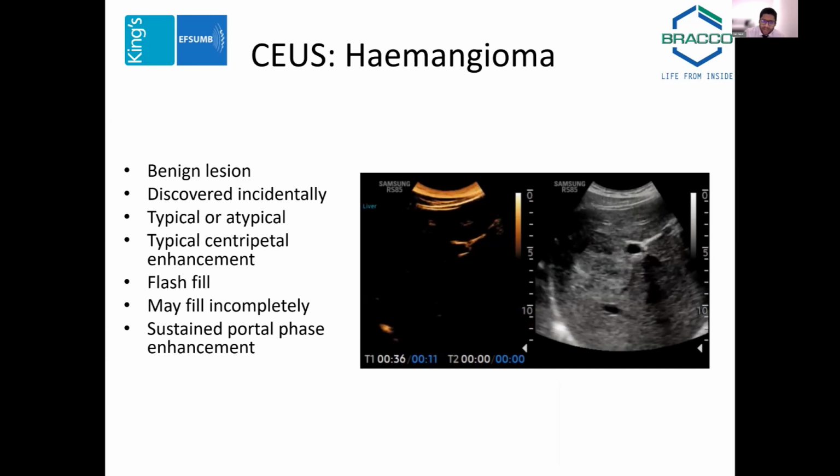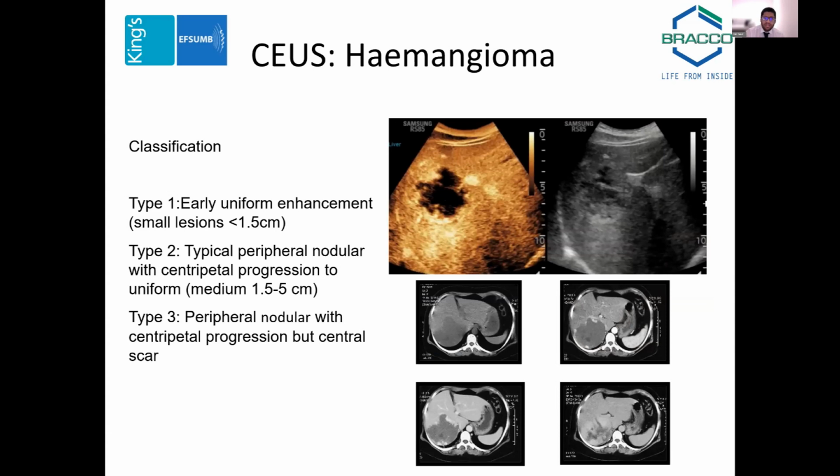The other types of hemangiomas which occur are the small flash filling hemangiomas, usually less than 1.5 centimeters, that show uniform early enhancement, critically no washout again. Then the large hemangiomas we've talked about, the ones that may have a central non-filling. And the type 2 is the more typical one that we described that shows peripheral nodular enhancement, gradual infilling.